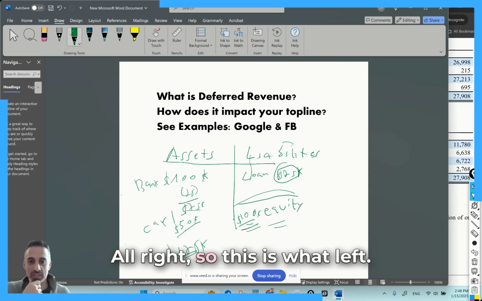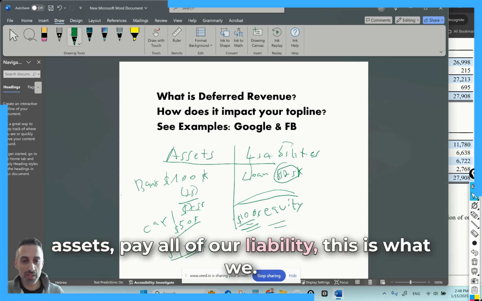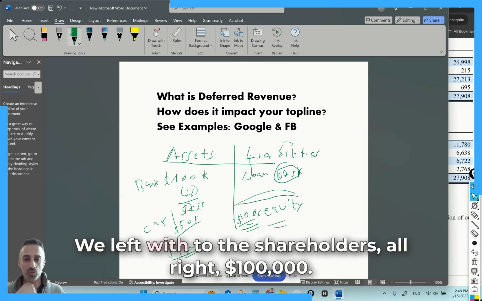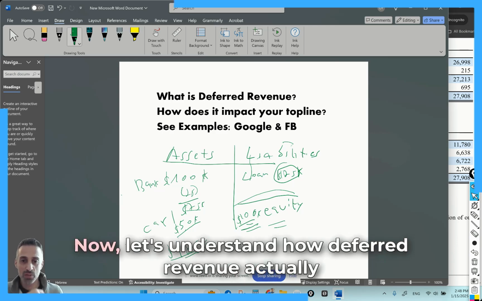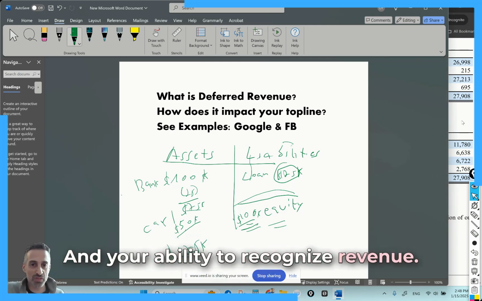All right. So this is what is left if we decide to sell all of our assets and pay all of our liability. This is what we are left with for the shareholders. All right, $100,000. Now, let's understand how deferred revenue actually impacts the financial statements, all right, and your ability to recognize revenue.